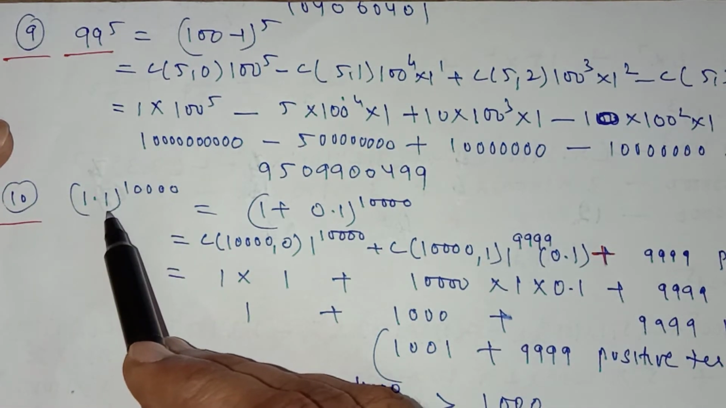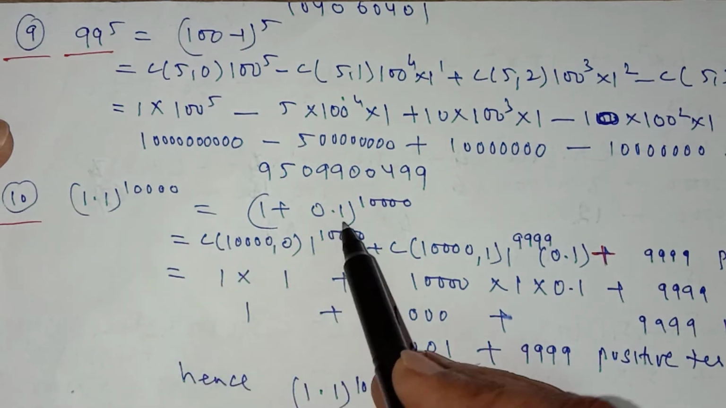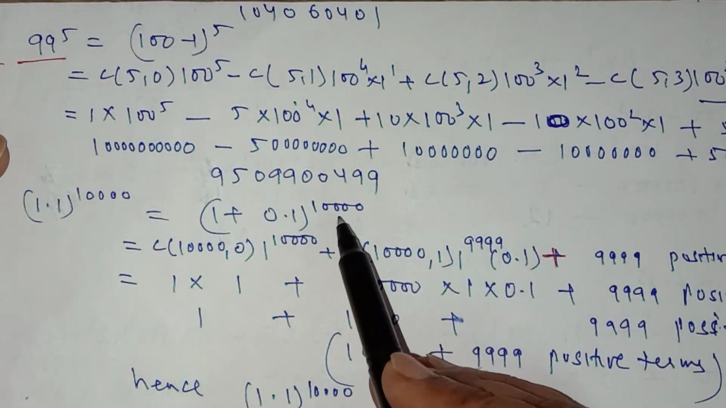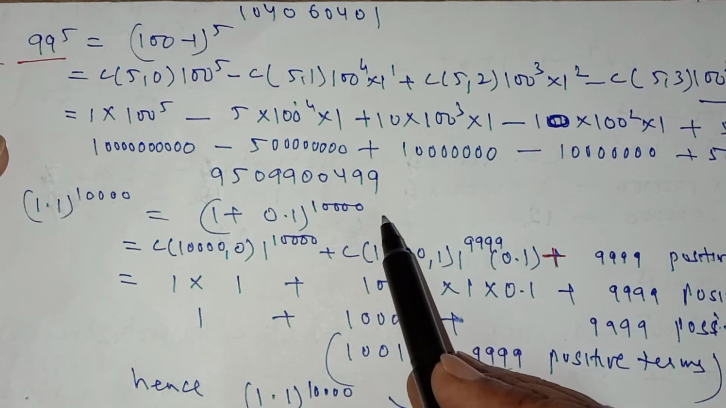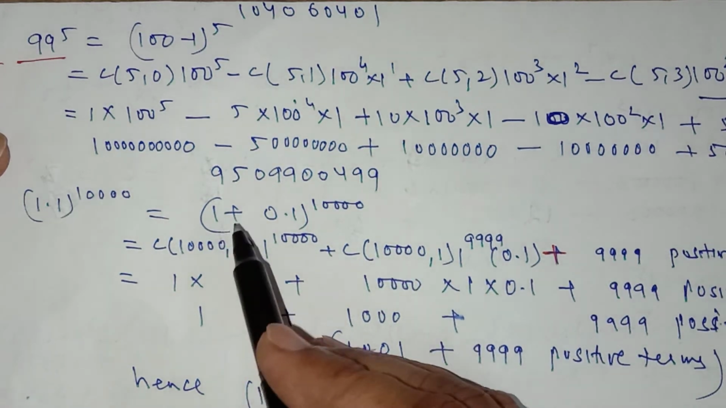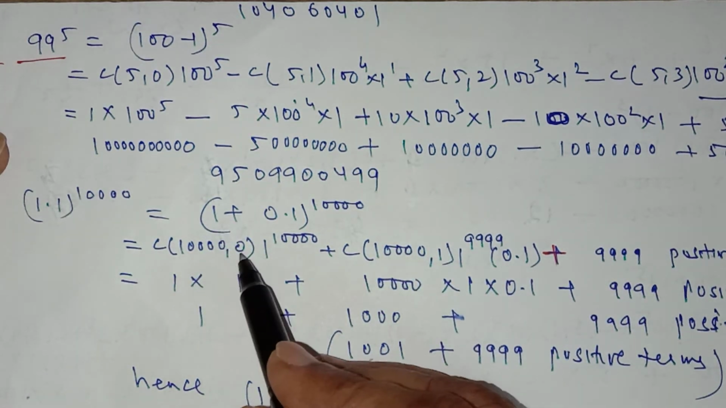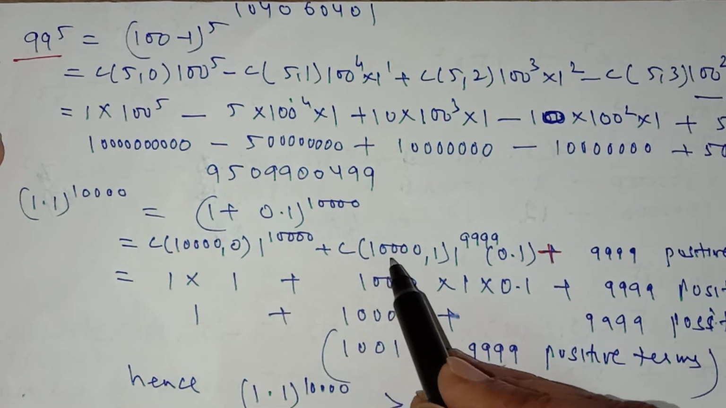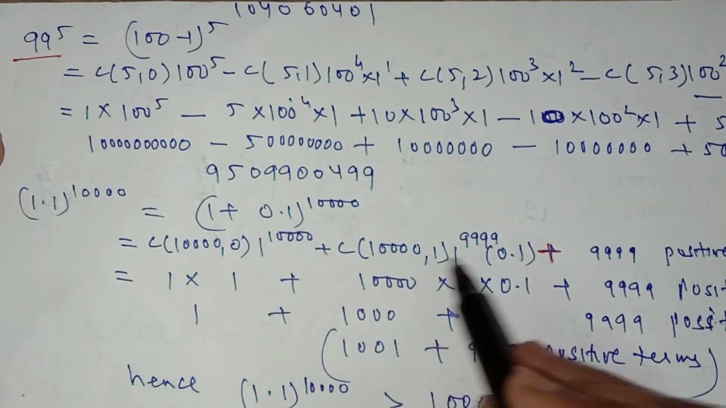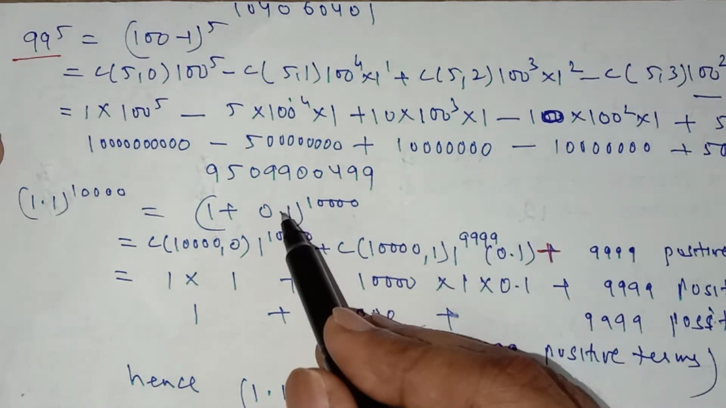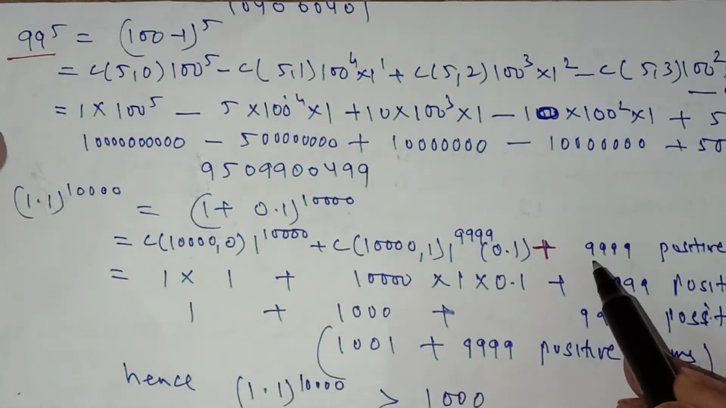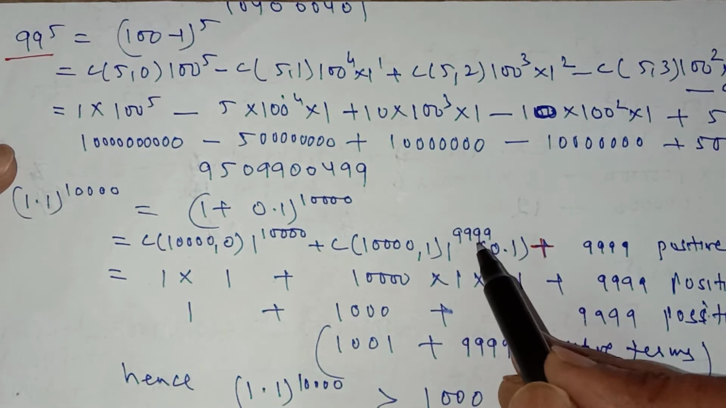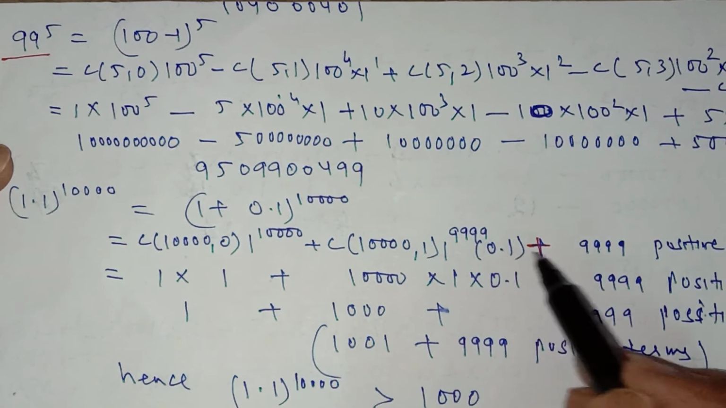For 1.1 I can write (1 + 0.1)^10,000. So how many terms will be there in this expansion? It will be one more than the power, that is 10,001 terms. So I'm expanding it: combination of 10,000 0, 1 raised to power 10,000, maximum power of 1. The next term will be combination of 10,000 1, the power of 1 will decrease, that is 9,999, and 0.1 raised to power 1. The next term will be combination of 10,000 2, 1 raised to power 9,998, 0.1 raised to power 2 and so on.